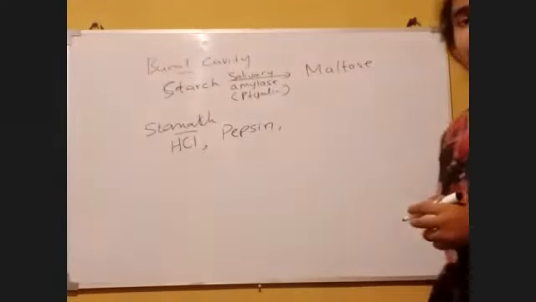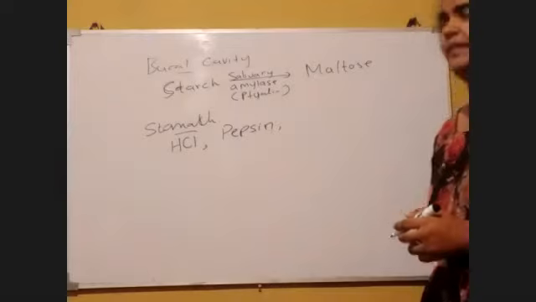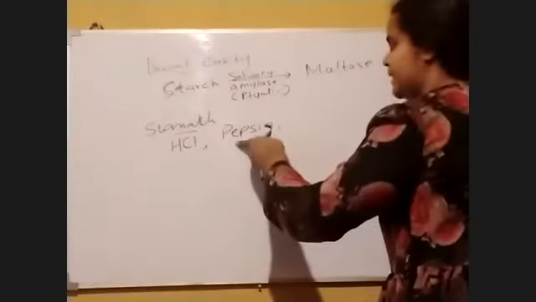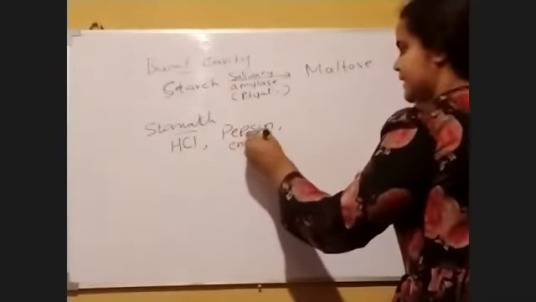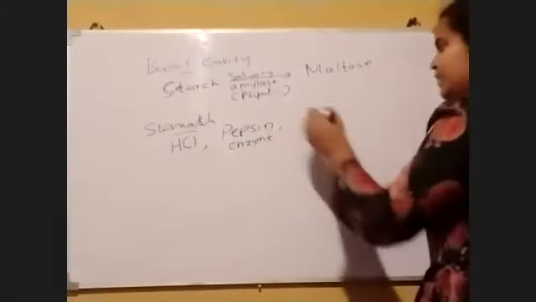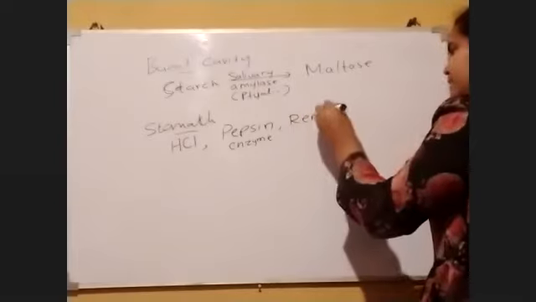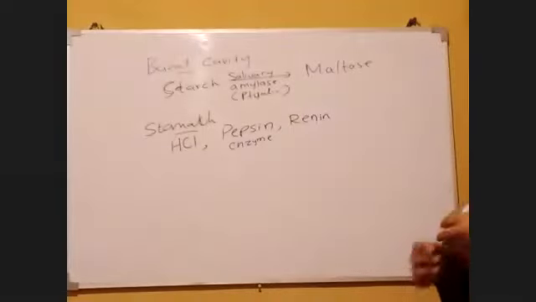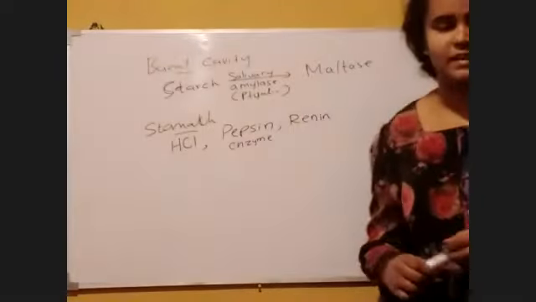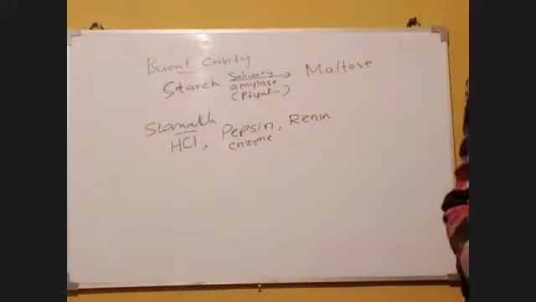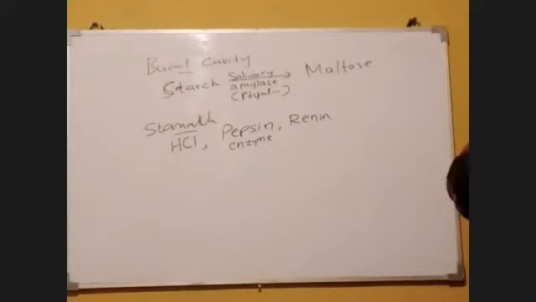I'm telling all these things according to your syllabus. Okay. HCl, the enzyme pepsin, and then there is one enzyme called renin. Renin is only present in babies, that means the infants. So we'll discuss what is caused by these things.